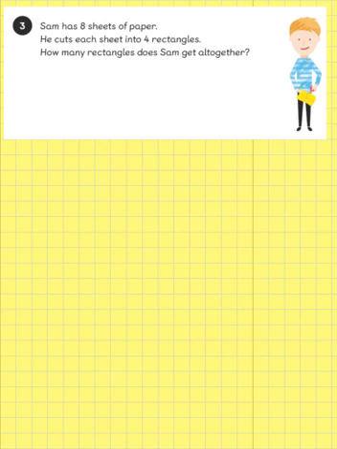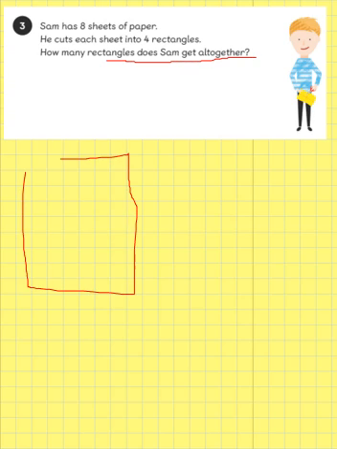Okay, so this is thinking about the fact that there are 8 sheets of paper. If he cuts each sheet into 4 rectangles, we're looking at how many rectangles does Sam get altogether. So each sheet of paper is cut into 4 rectangles. Doesn't say that they're equal size, although they probably should be. So let's have a think. So if that's one piece of paper gives me 4.